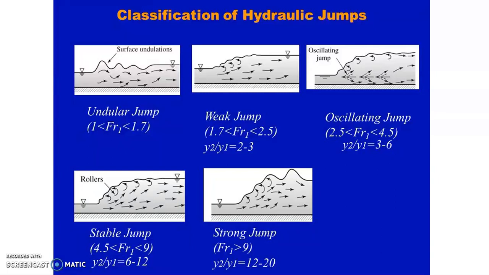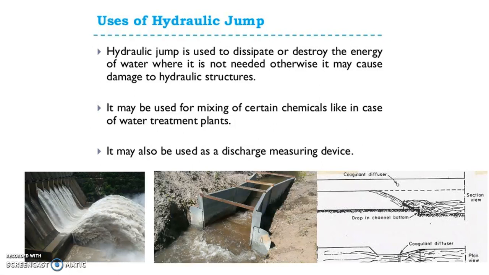Now we have to ask one more question: why do we have hydraulic jumps? So here come the uses of hydraulic jump. In most cases, hydraulic jump is used to dissipate or destroy the energy of water where it is not needed, and otherwise, the existence of this energy will cause damage to the hydraulic structures. What we see on the downstream side of a dam is this hydraulic jump. This hydraulic jump is intentionally induced to dissipate the energy to reduce the damages to the downstream channel sections.